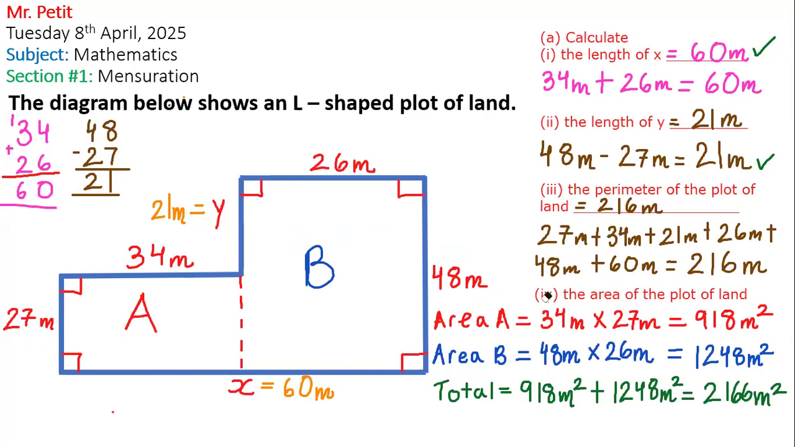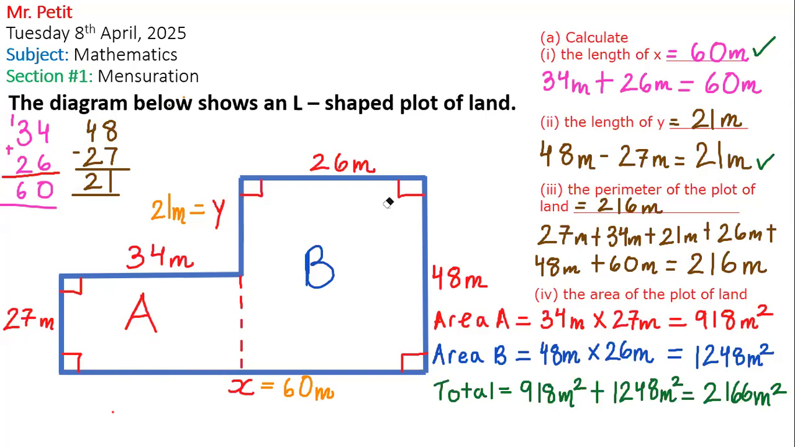For the area of the plot of land, we need to figure out the area of A. And class, how do we figure out the area of A? What do we do? 27 and 34. We did 34 times 27. That gives us the area of what? The area of A. Very good.